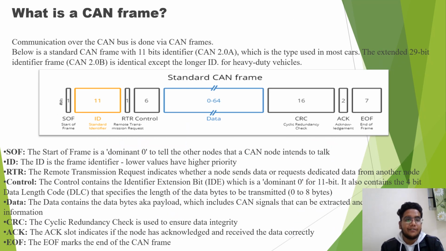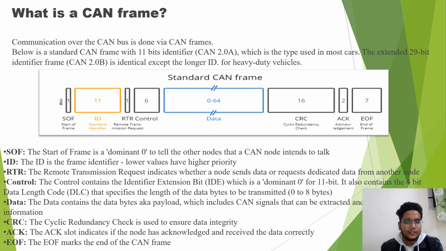So what is a CAN frame? Communication over the CAN bus is done via CAN frames. Below is a standard CAN frame with an 11-bit identifier, which is the type used in most cars. The extended 29-bit identifier frame is identical except for the longer ID, used for heavy duty vehicles. So here is the 11-bit identifier of a CAN bus.